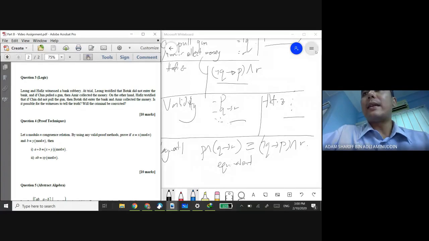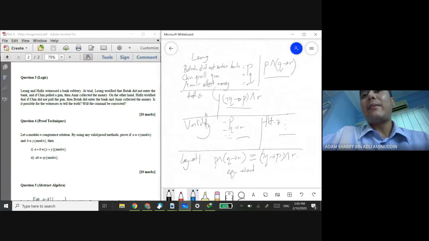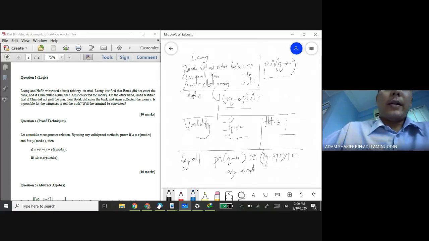Actually, I test these skills. And from the validity, I can see whether the student answers the validity. If the student answers by the second approach, logical equivalence, we can also see whether they understand the logical equivalence or not.